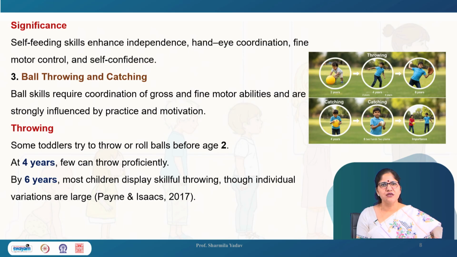Ball skills require coordination of gross and fine motor abilities and are strongly influenced by practice and motivation. Throwing. Some toddlers try to throw or roll balls before age 2. At 4 years, few can throw proficiently. By the age when they reach 6 years, most children display skillful throwing, though individual variations are large.